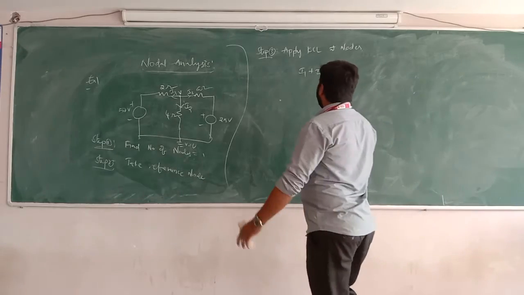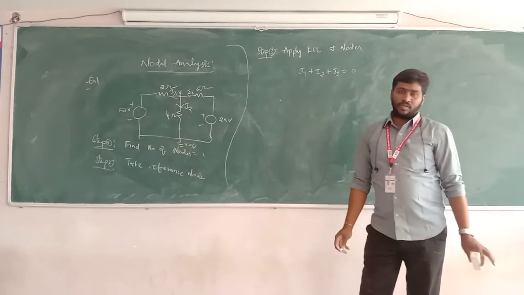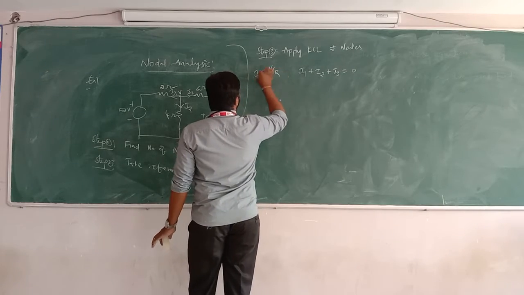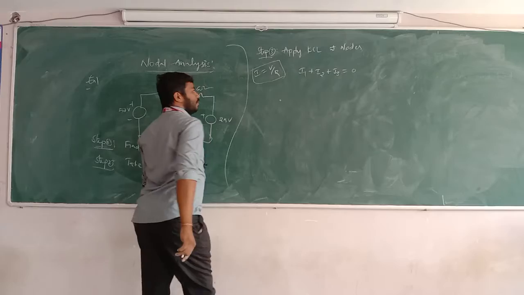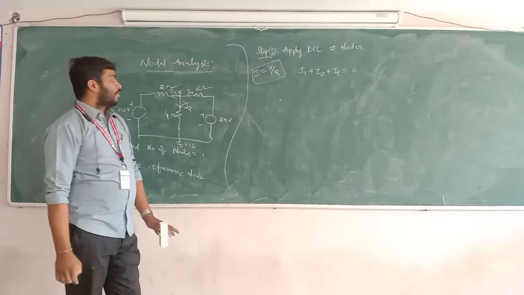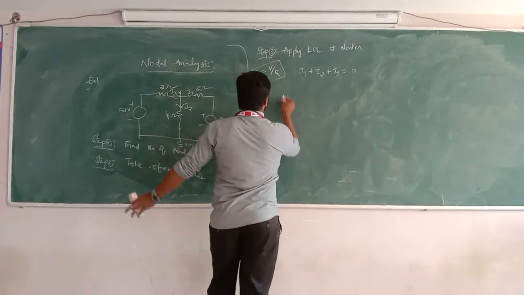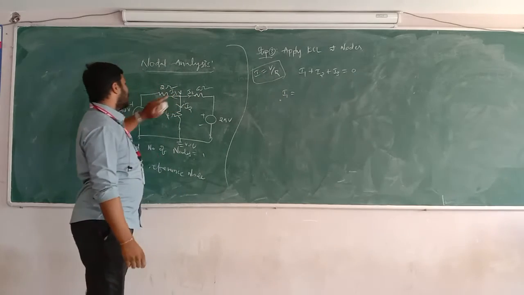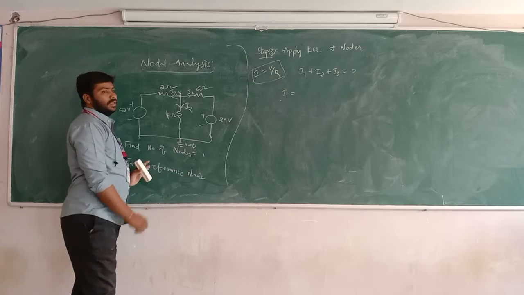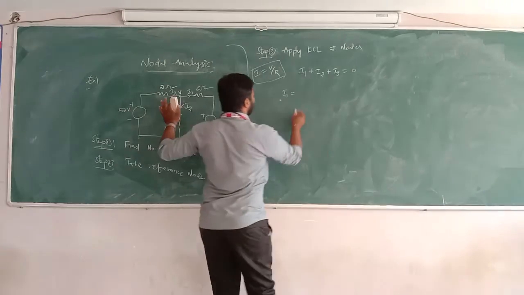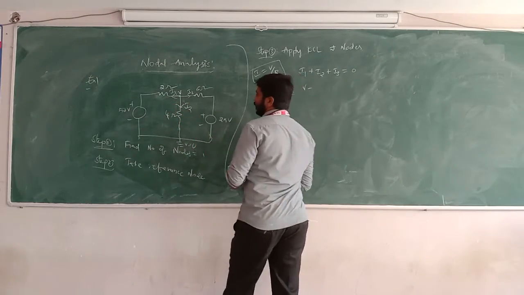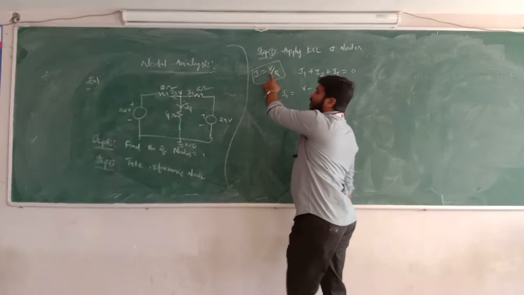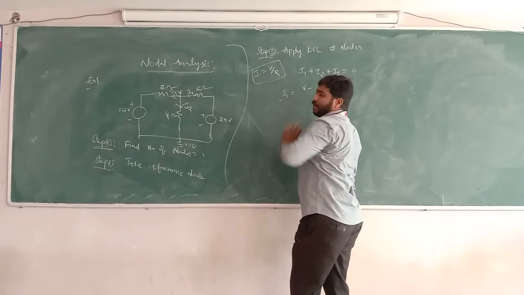Now we can write the I1, I2, I3 values. So according to Ohm's law, I is equal to V by R. Now we can write that. What is I1? This is the I1 and this is the R. So I1 is V minus. If we have only a single voltage, then we can take directly that voltage divided by the resistance.